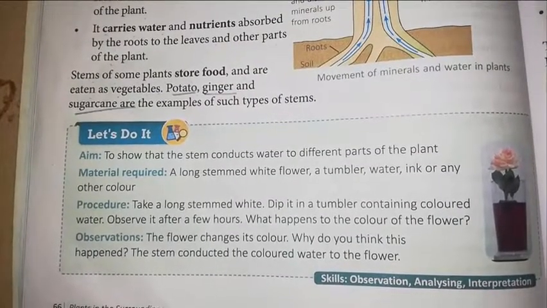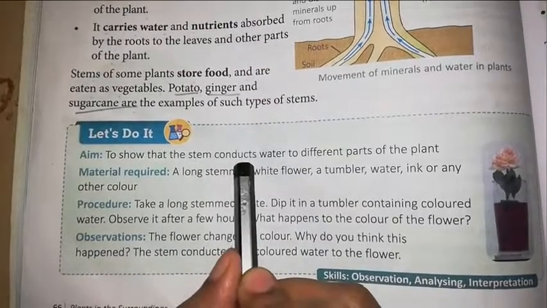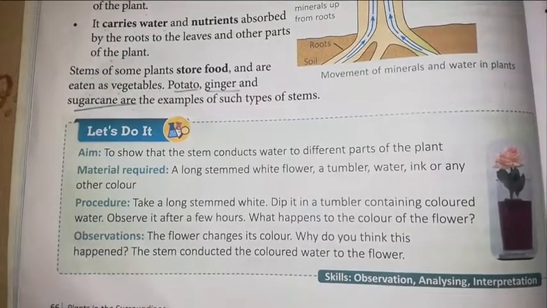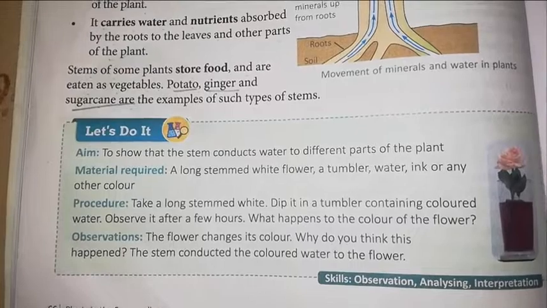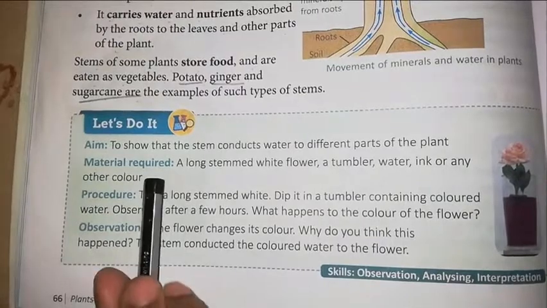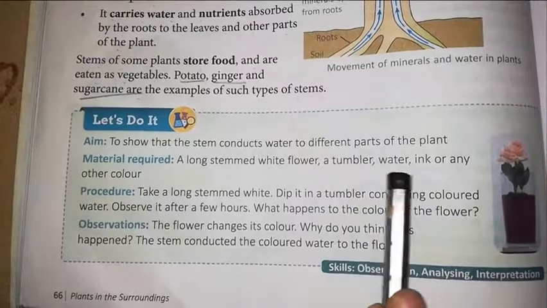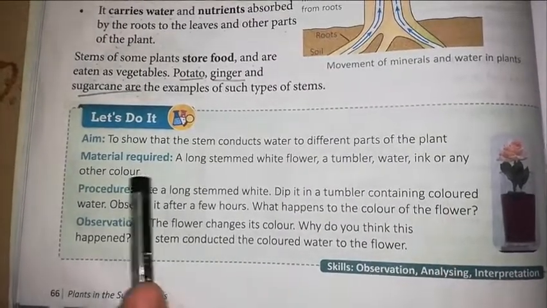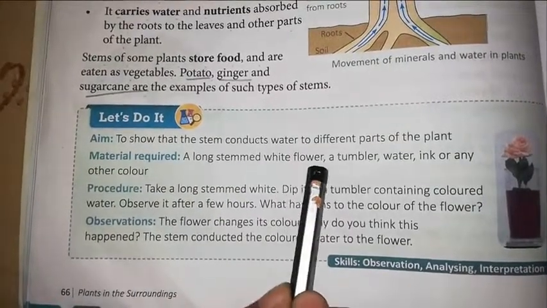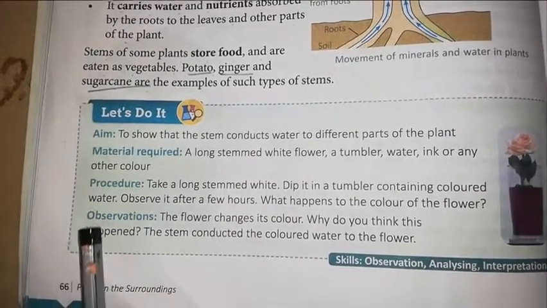Now let's do an experiment. A. To show that the stem conducts water to different parts of the plant. This experiment is to show that stem carries water to different parts of the plant. Materials required: a long stemmed white flower, a tumbler, water, ink or any other color. For conducting this test, we need a long stemmed white flower, a tumbler, water, ink or any other color.